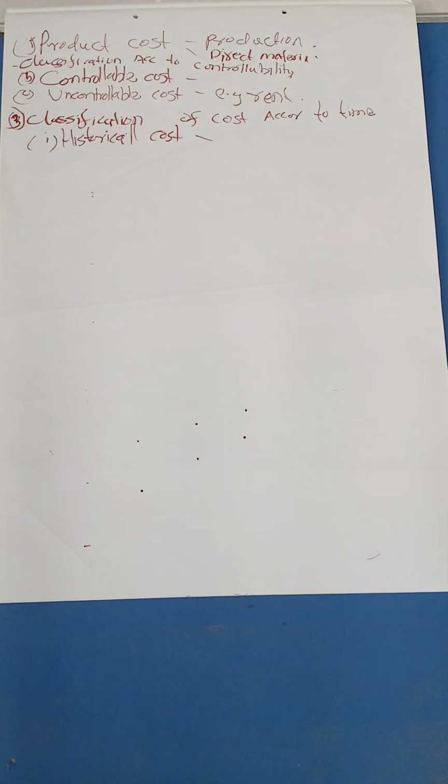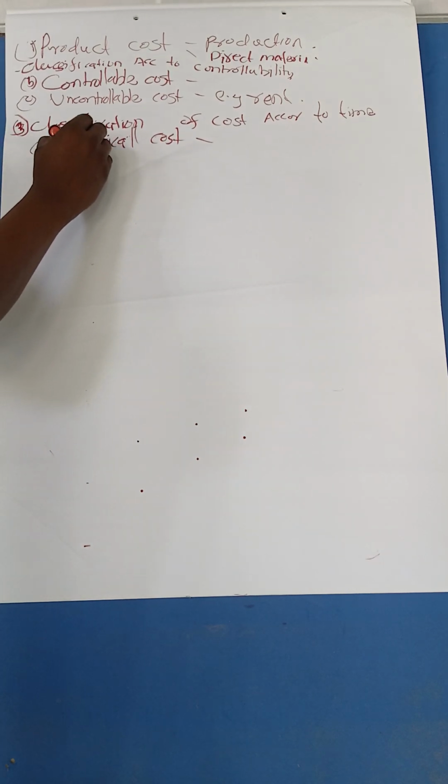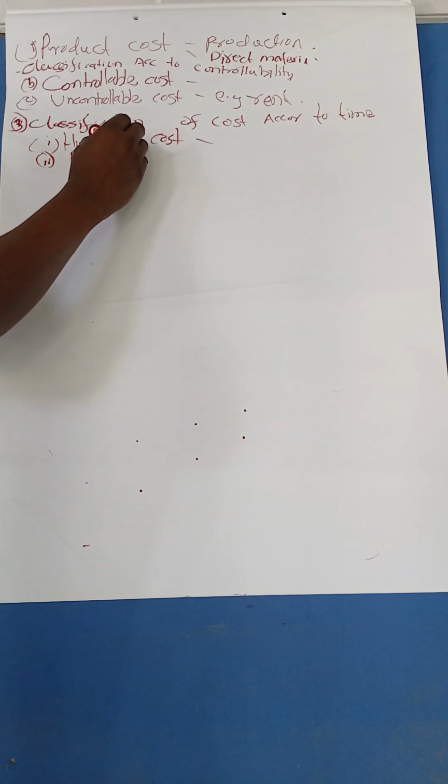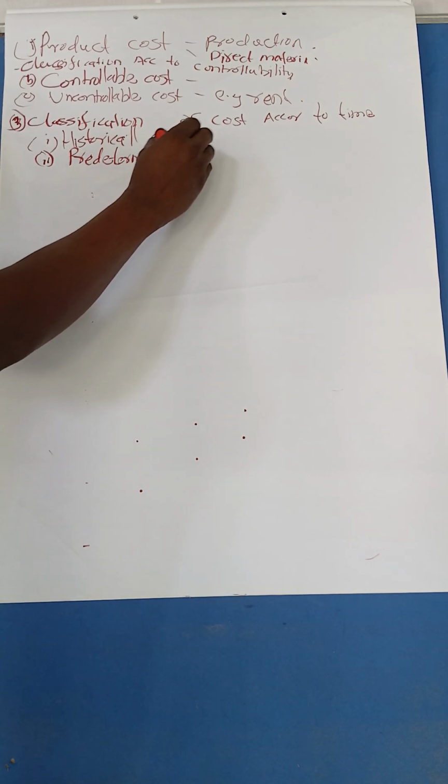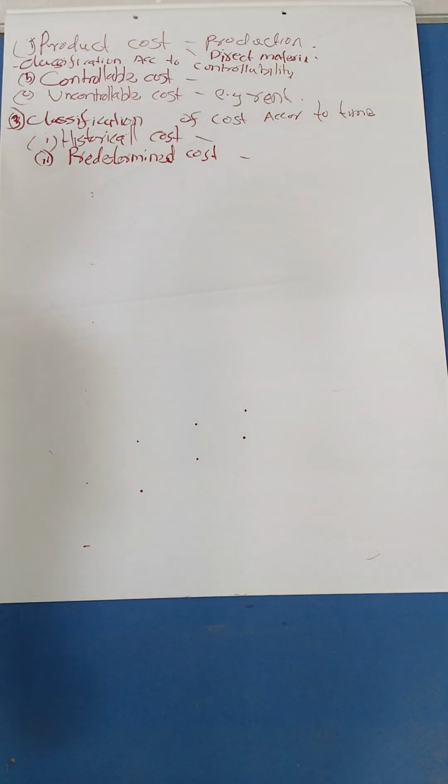Then predetermined cost. In this case, they are a future cost. These are future costs. We are trying to calculate, to ascertain in advance, that in future we are going to incur this cost. So we can put some measures in place and know how to either control, monitor, or do something about it.